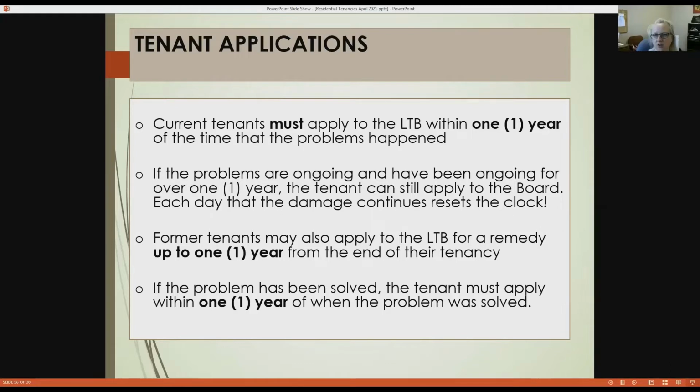Even if you're not living in the unit anymore, same thing, you can go back up to 1 year. So often what we'll see sometimes is tenants will move out and then feel comfortable filing an application because they didn't want to deal with any more, especially with issues with harassment and substantial interference. They didn't feel comfortable filing that application while they were still living in the rental unit.